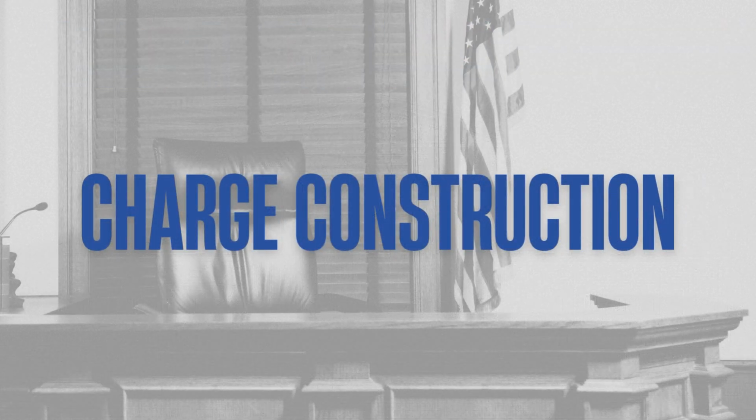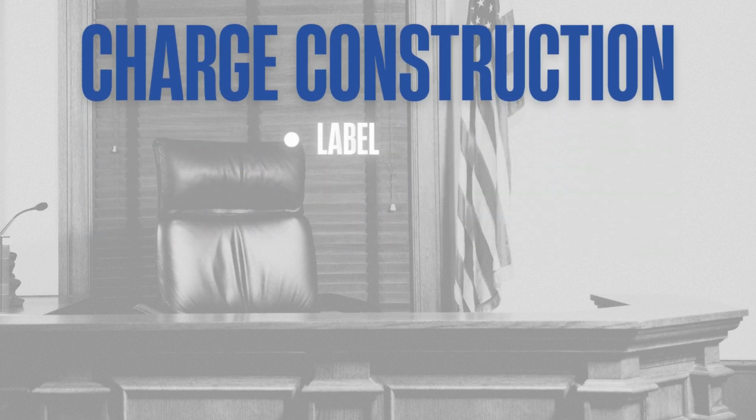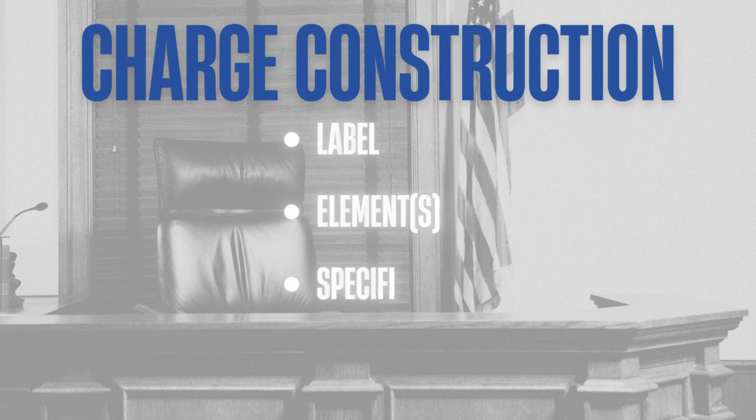Let's explore the intricacies of constructing a charge. Imagine it as a process that involves 3 essential components: the label, the elements, and the specifications. Let's take a look at the label. This is the title, the general summary of the misconduct. For example, misuse of government property or conduct unbecoming a government employee. Second is the elements. These are the essential components that make up the charge. What exactly defines misuse of government property? You need to prove these elements. For example, there was use of government property and the property was used in an unauthorized manner.